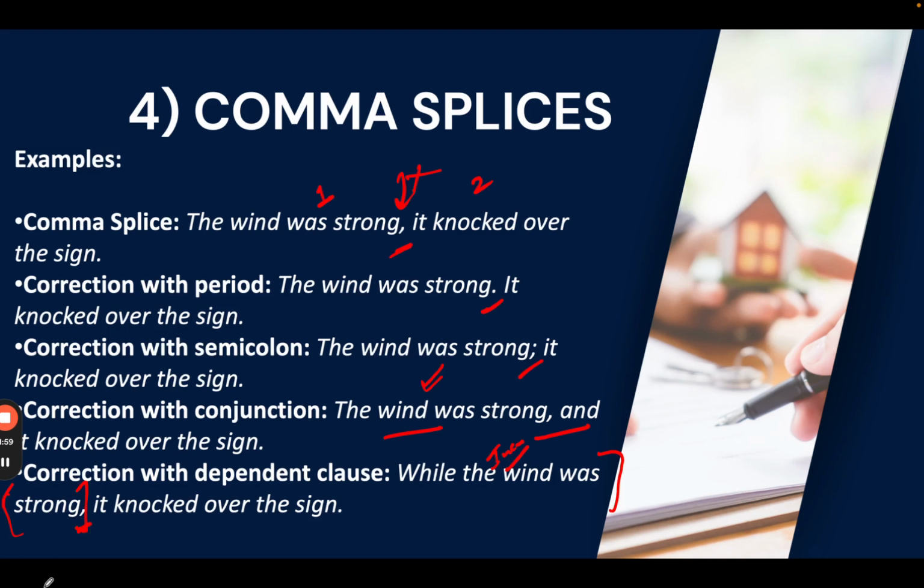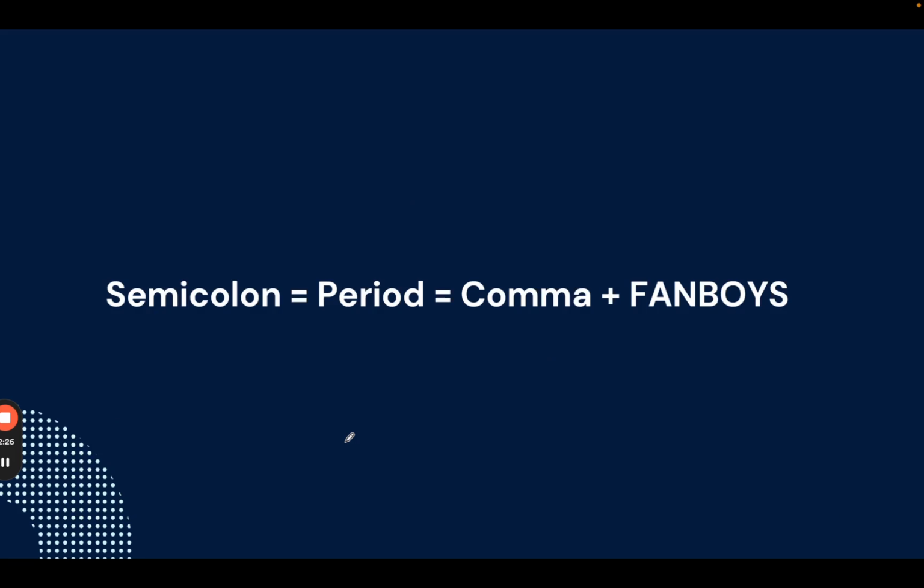Now you can put a comma. What kind of sentence do you have? You have an incomplete sentence and then you have a complete sentence: it knocked over the sign. That's a complete sentence. You can put a comma between one incomplete and one complete sentence. Where you can't put a comma is between two complete sentences, right? So two complete sentences with a comma in between is going to be wrong. One incomplete, one complete, or one complete, one incomplete, you can definitely put a comma in between. This is all that I want you to know.